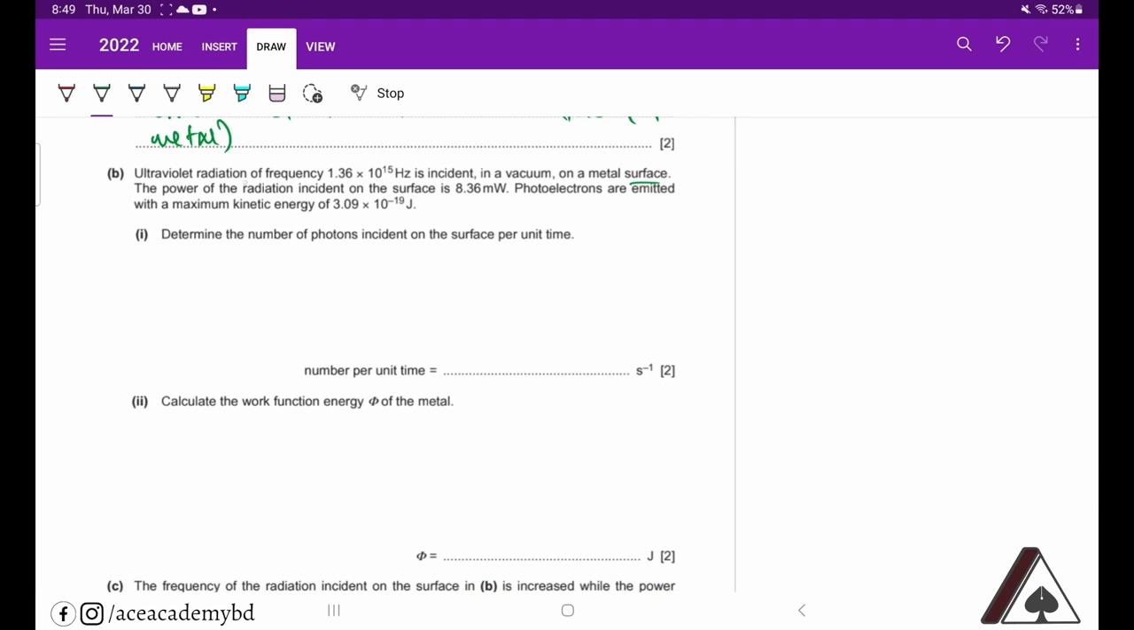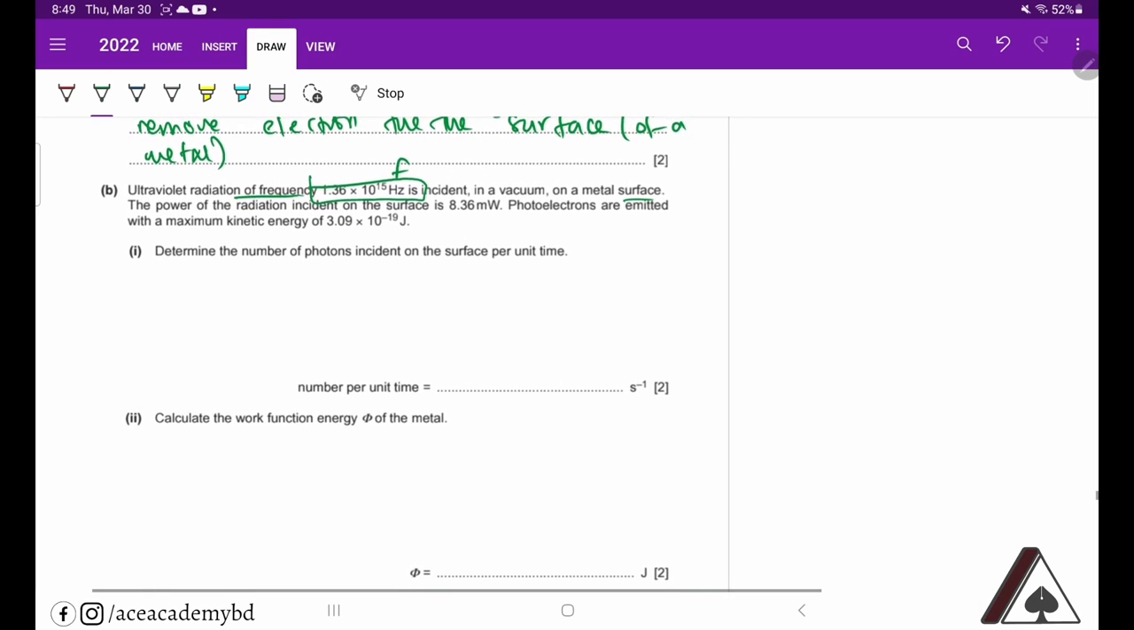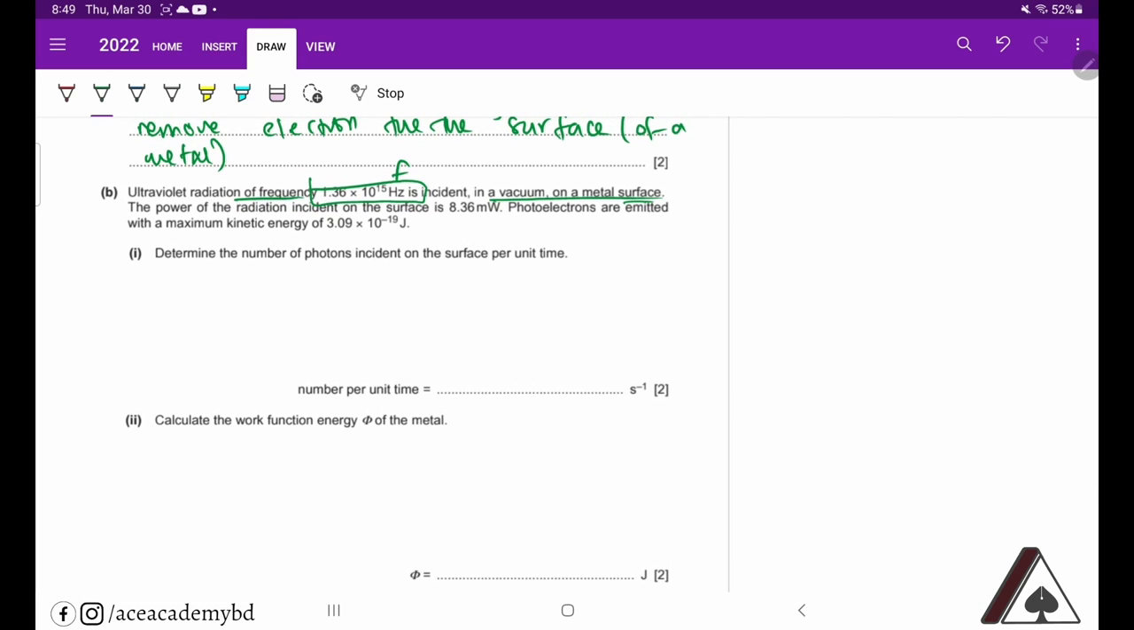Next, part B says ultraviolet radiation has a frequency of 1.36 × 10^15 hertz, incident in vacuum on a metal surface.